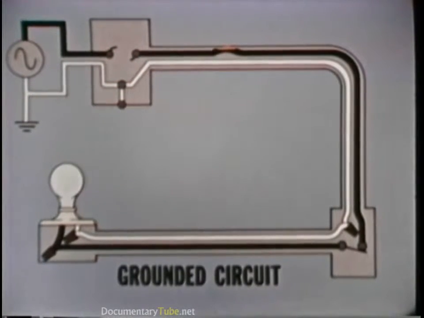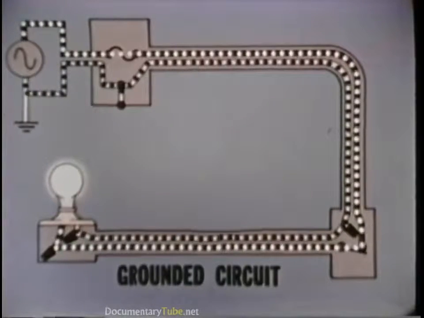To correct this condition, it is necessary to locate the undesired grounding of the hot conductor and remove it. Then, when the protective device is reset or replaced, the circuit is restored.